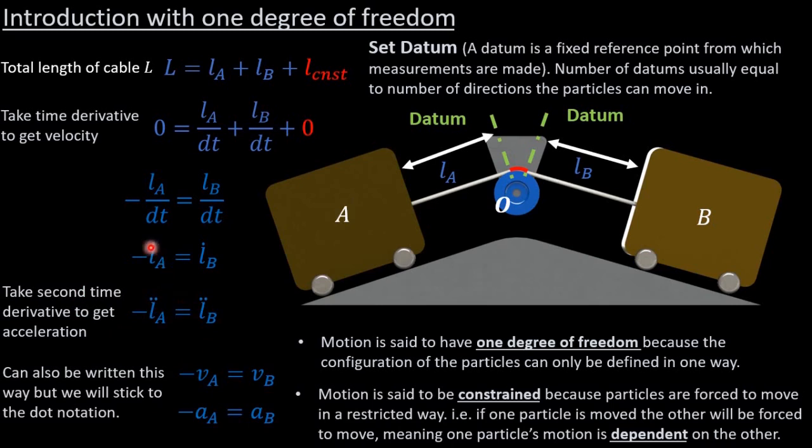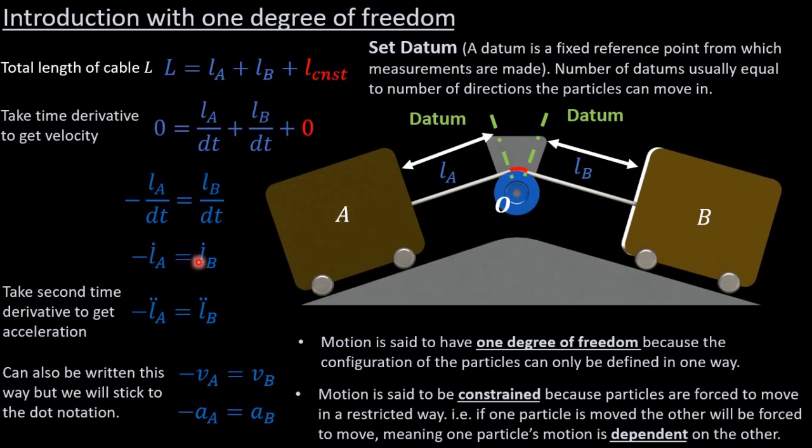We can also write L sub A dot as V sub A. So the velocity of particle A equals minus the velocity of particle B, V sub B. So this can be rewritten like that as well. And minus L sub A double dot can be written as minus A sub A equals A sub B. So that can be written like this as well, but I will be sticking to the dot notation. Just be aware that in some textbooks or other lectures, you might see this notation, but they mean the same thing as this. I will be sticking to this notation so that it reminds me that it's the time rate of change of the length L.